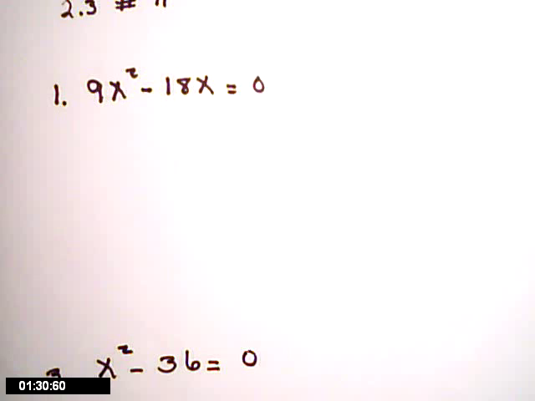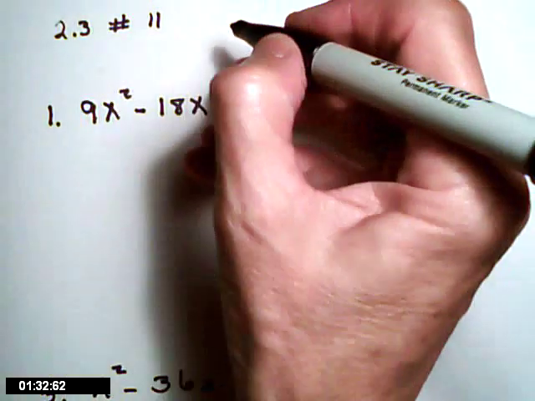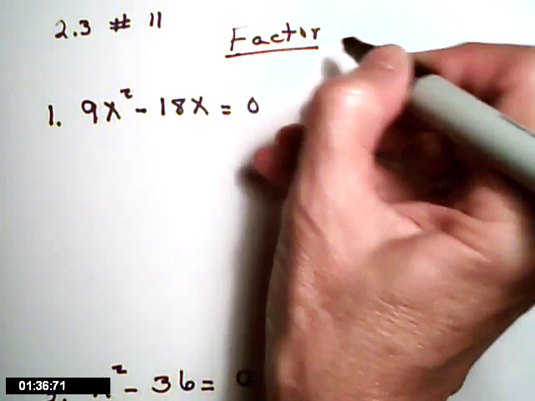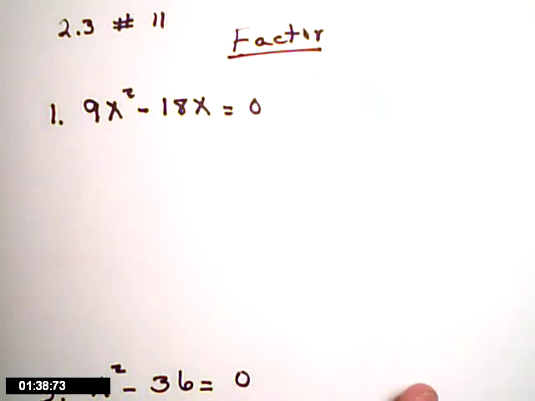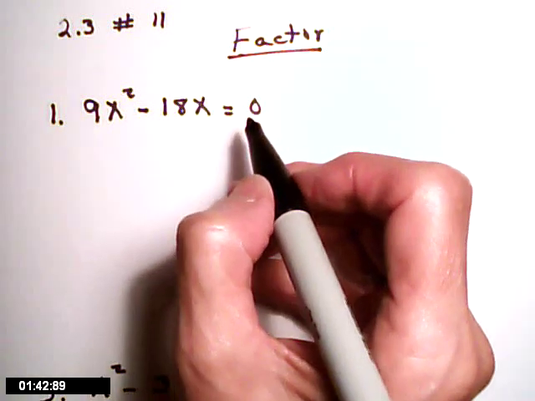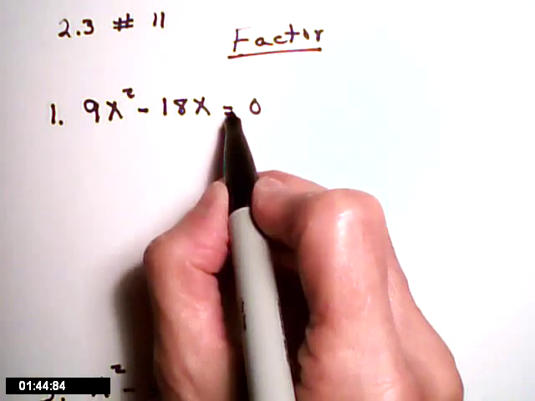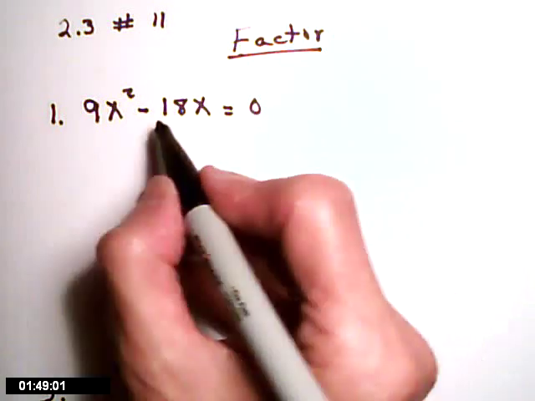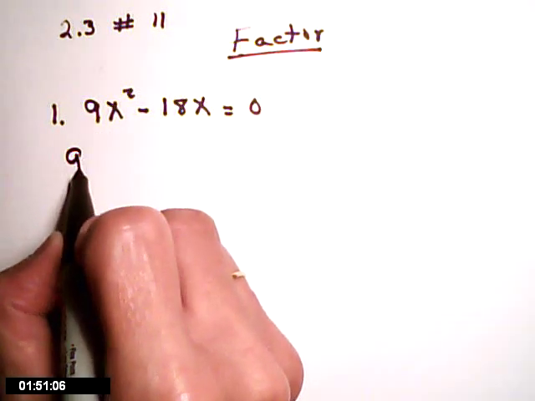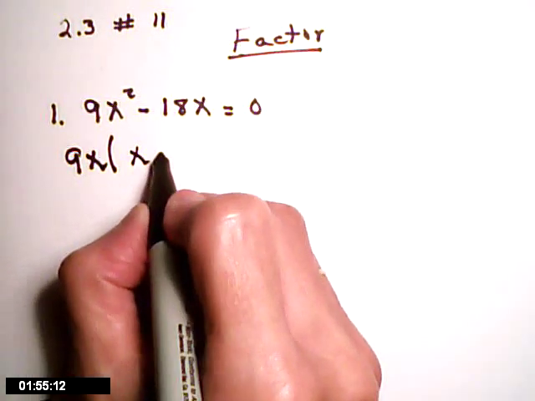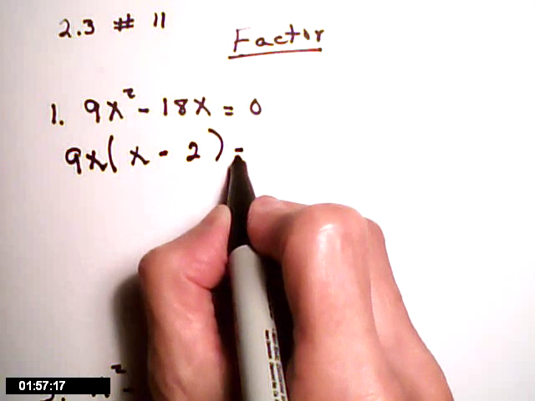In this lesson, we're going to look at solving by factoring. The first thing you always look for in factoring is, does it have a greatest common factor? This problem does. Now, you notice that it's equal to 0. To solve by factoring, it has to be equal to 0. My greatest common factor is 9x, so I'm going to remove that, leaving x minus 2 in parentheses.